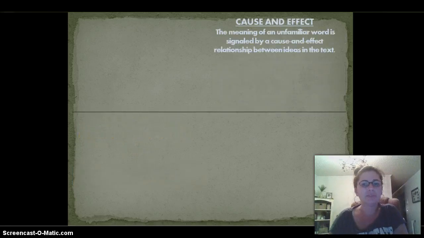So we have cause and effect. The meaning of an unfamiliar word is signaled by a cause and effect relationship between ideas in the text. So let's take a look. This one takes a little practice. Our example.